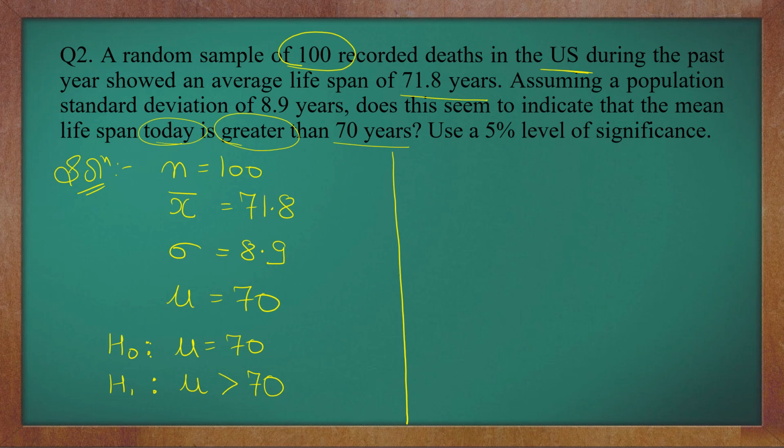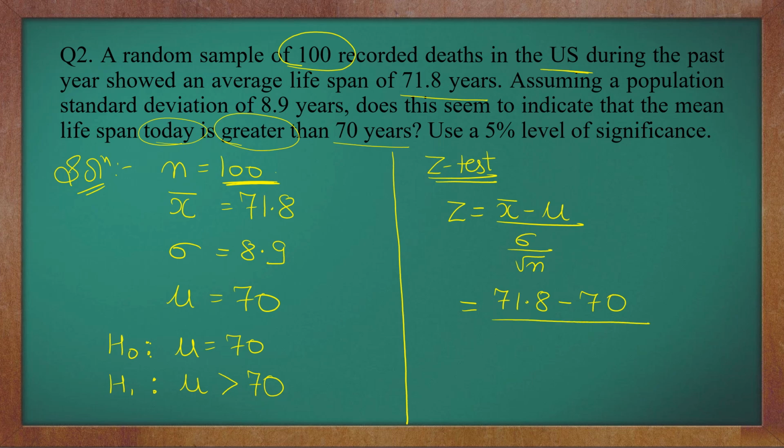What is the sample size we have? Greater than or equal to 30. So which test? Definitely Z test. Now Z is equal to x bar minus mu upon sigma by root n. Put the values: 71.8 minus 70 upon 8.9 by under root 100.